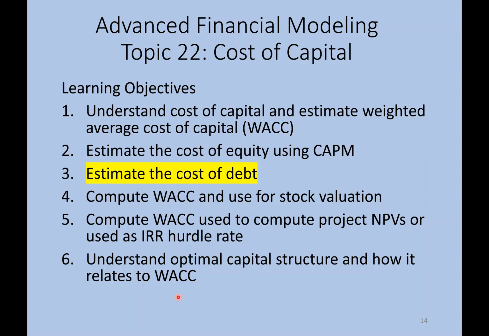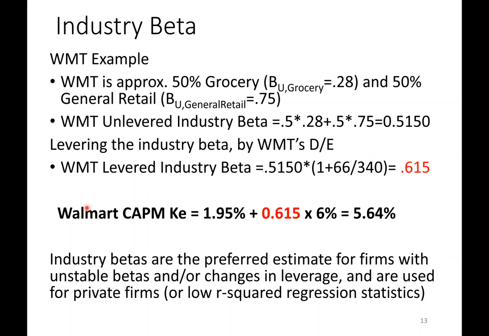So in this topic, we estimated the cost of capital using CAPM. We used a regression beta. We then talked about how to lever and delever a regression beta. And we also talked about how to use an industry beta, industry unlevered beta, and lever it up for a firm's cost of debt. Now in that last example, we got that levered industry beta for Walmart at 0.615. So if I plug in the risk-free rate plus the market risk premium times that beta, in this case, I'd have a Walmart cost of equity of 5.64%.